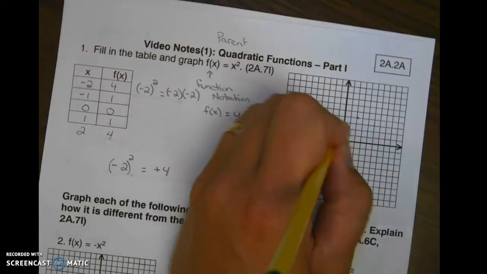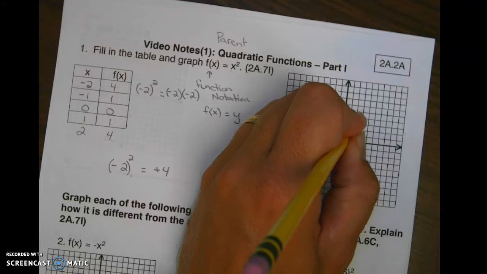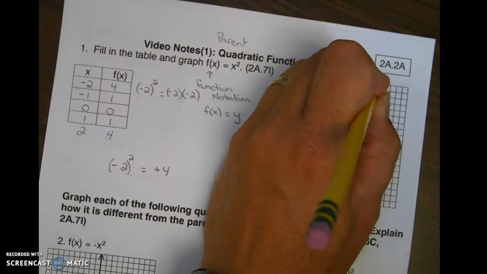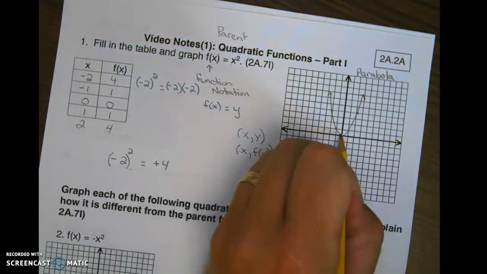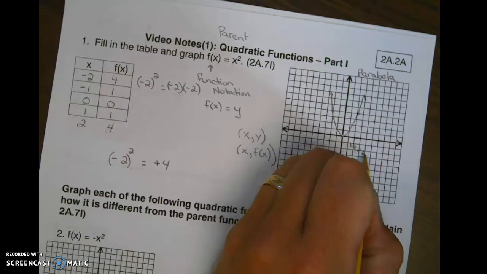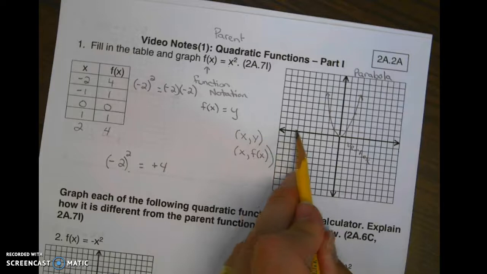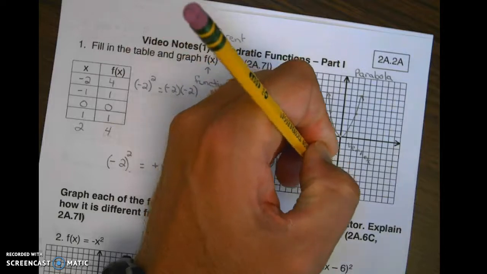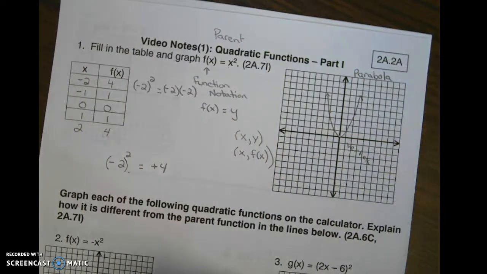All right, so I plotted the points, went ahead and drew my parabola. Here we have our vertex, which is also our x-intercept because it touches the x-axis. And it's also the y-intercept because it touches the y-axis. Remember, if a point touches an axis, it's an intercept. Okay?